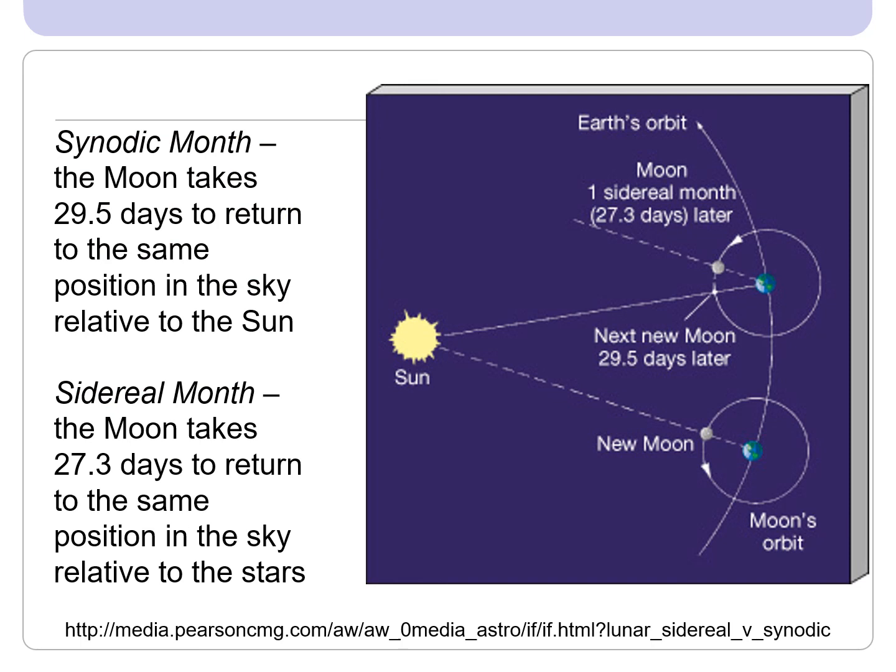Just as there is a difference between solar days and sidereal days, there is a synodic month and a sidereal month. The synodic month is the amount of time it takes the moon to return to the same position in the sky relative to the sun. That's 29.5 days. The sidereal month is the time it takes for the moon to return to the same position in the sky relative to the stars. That's 27 and a third days.